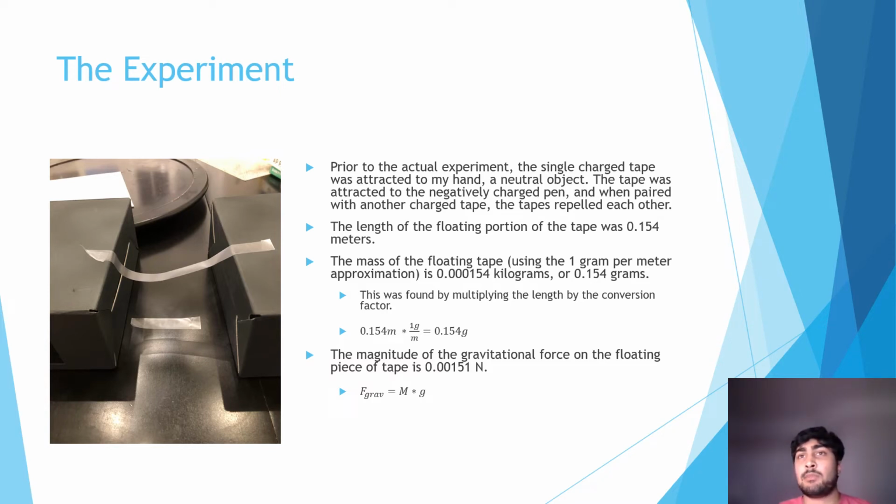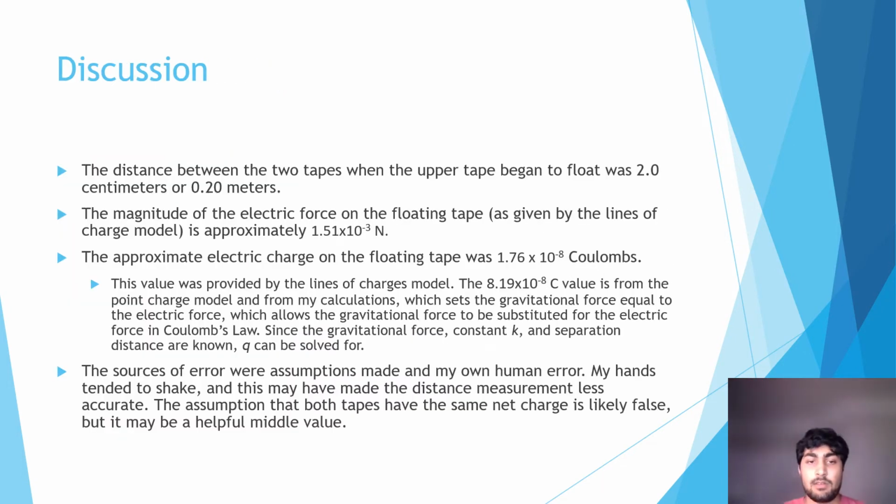The mass of the floating tape, using the 1 gram per meter approximation, is 0.000154 kilograms, or 0.154 grams. This was found by multiplying the length by the conversion factor as shown in this equation. The magnitude of the gravitational force on the floating piece of tape is 0.00151 newtons, as shown in this equation. The distance between the two tapes when the upper tape began to float was 2.0 centimeters, or 0.020 meters.